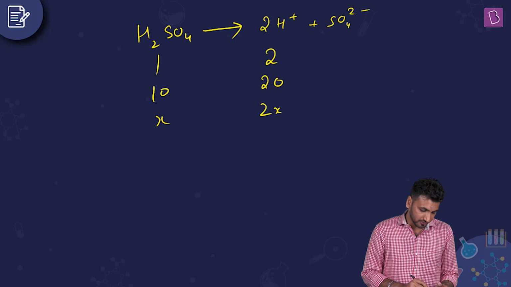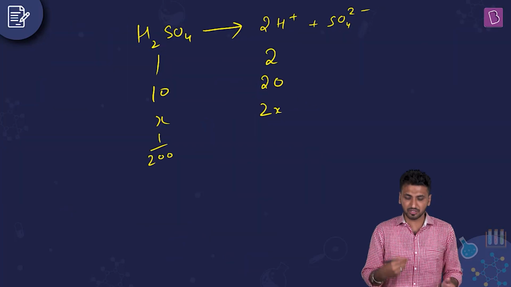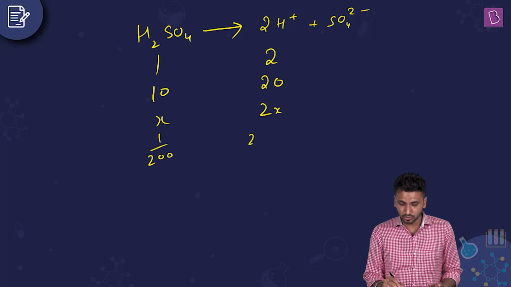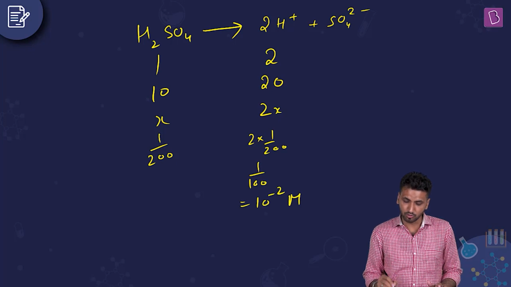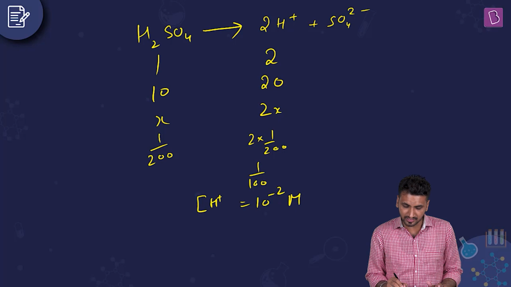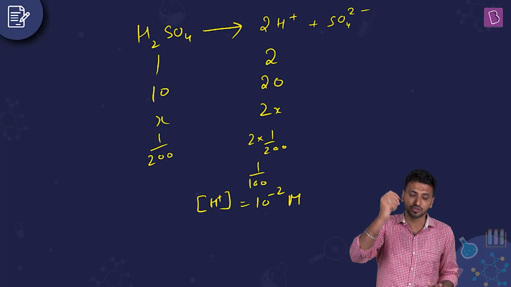What is the molarity of H2SO4? You have 1 by 200, right? Keeping that in mind, so this will be like 2 into 1 by 200. That will be 1 by 100. Nothing but 10 to the power minus 2 molar. This is the concentration of H plus ions in the final mixture solution, right?